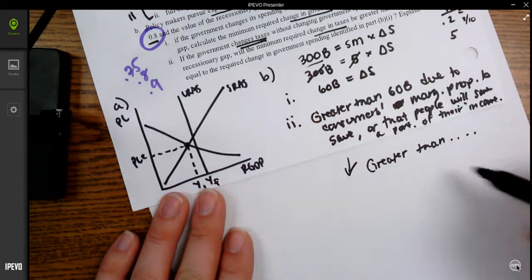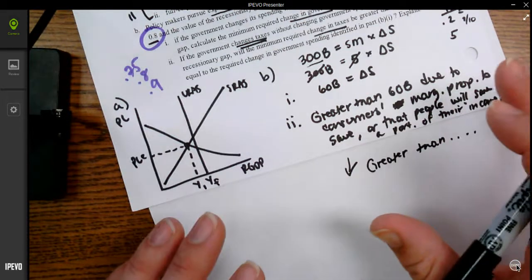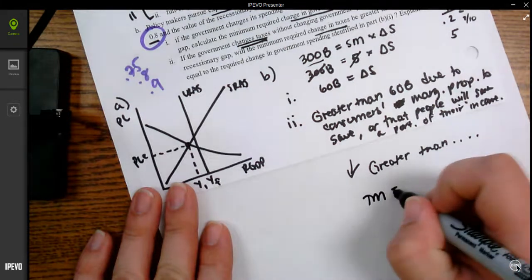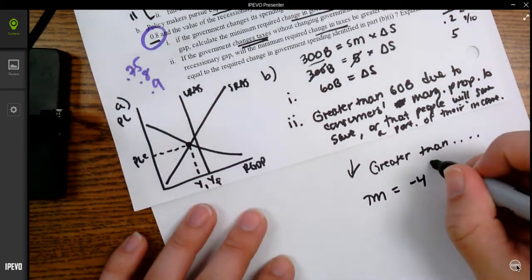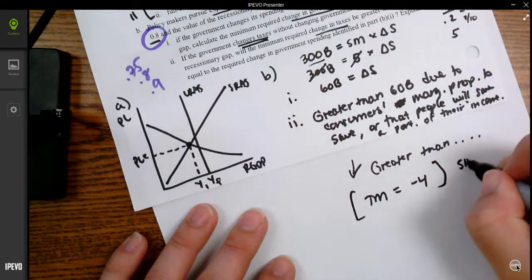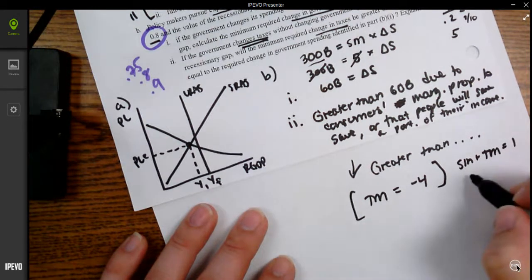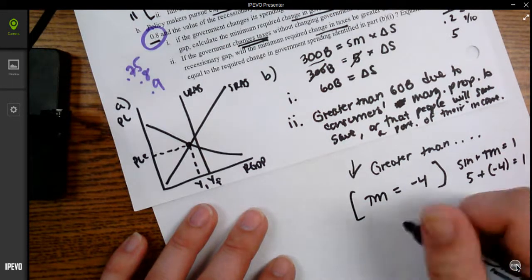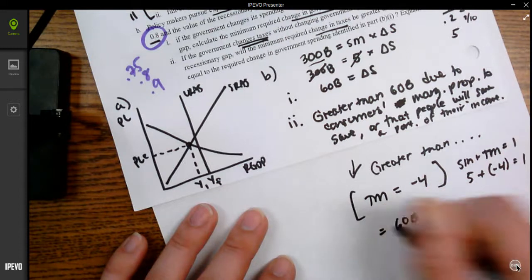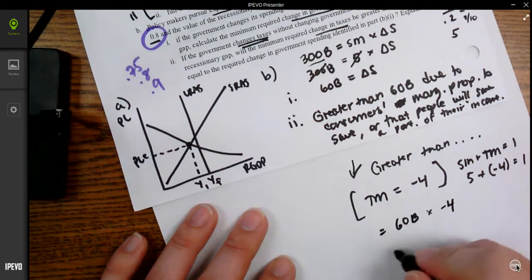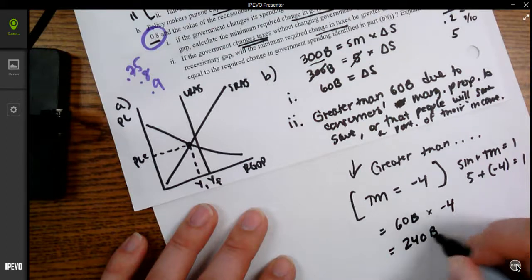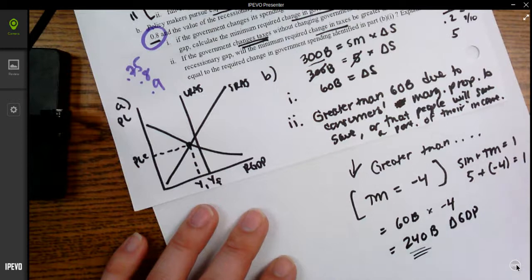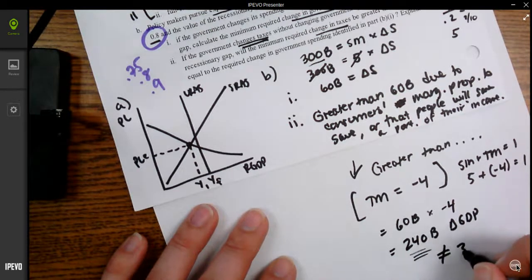Don't do it like I just did there, but I just want you to, in the interest of time. So if the spending multiplier is 5, then that means the taxing multiplier is -4. Remember that the spending multiplier plus the taxing multiplier equals 1. So 5 plus a -4 equals 1. So if we did increase taxes by 60 billion times a -4, this would only result in $240 billion in a change of GDP. So that clearly is not equal to 300 billion.